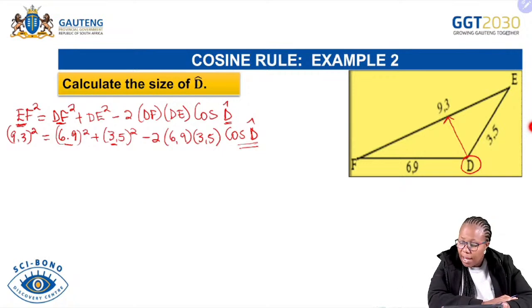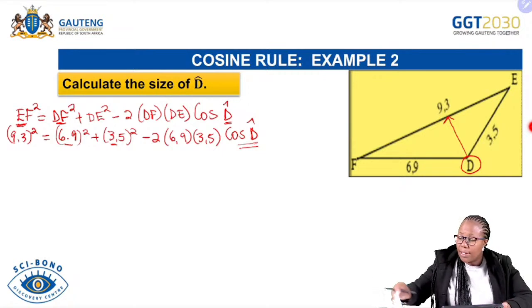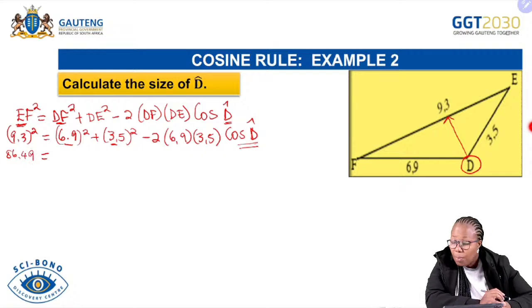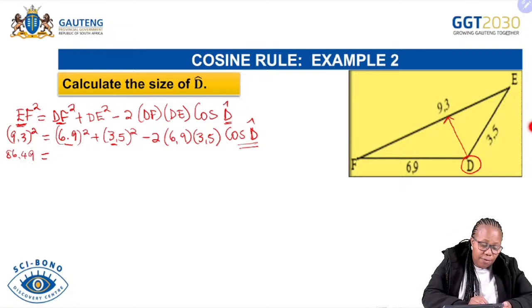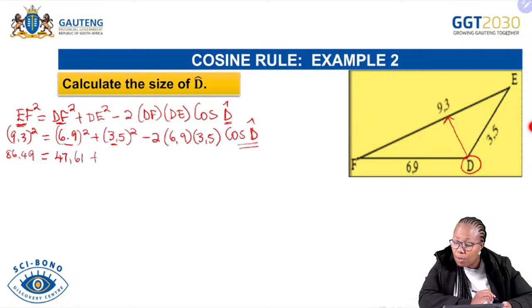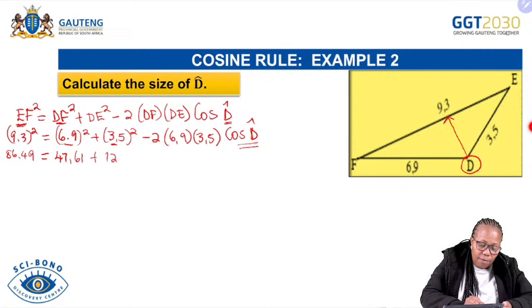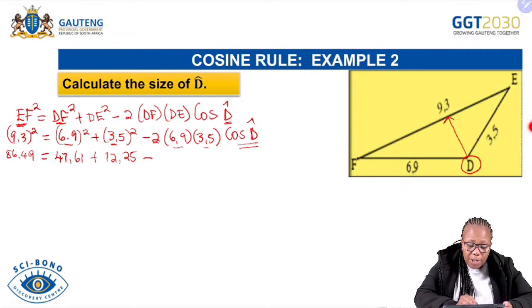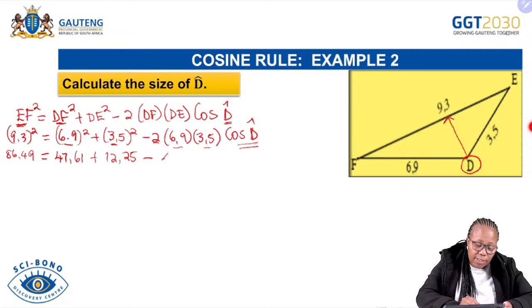Okay, now we are having 9,3, which is squared. Put it in your calculator. It will give you an 86,49. 6,9 squared will give you a 47,61 plus a 3,5 squared, which will give you a 12,25. Minus 2 times 6,9 times 3,5 is giving us 48,3 with the cos of D.